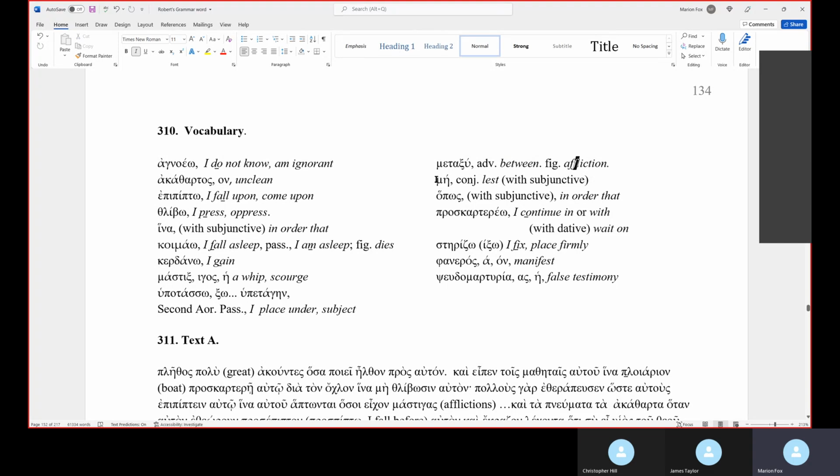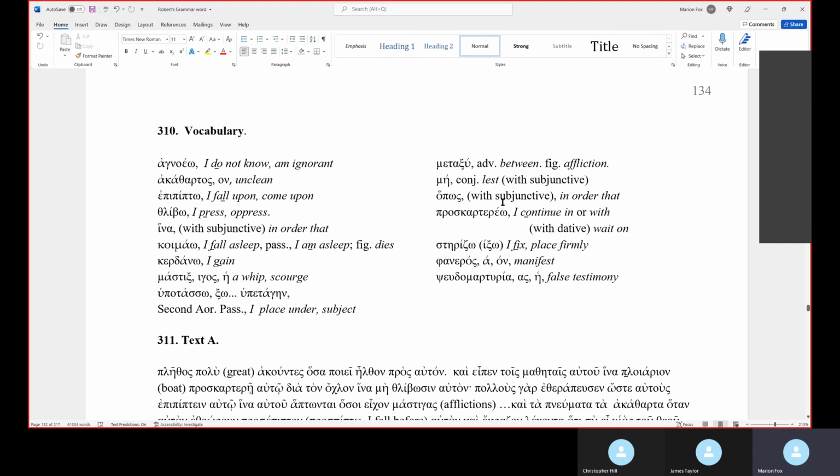Me, of course, is your negative, negating, but it can be used as a conjunction too, in order not to. So that's why it's used with the subjunctive. Hopos, with rough breathing, with the subjunctive, in order that. So it takes the subjunctive. I don't think it takes the optative in the New Testament.